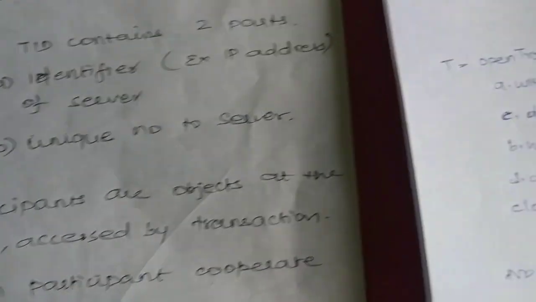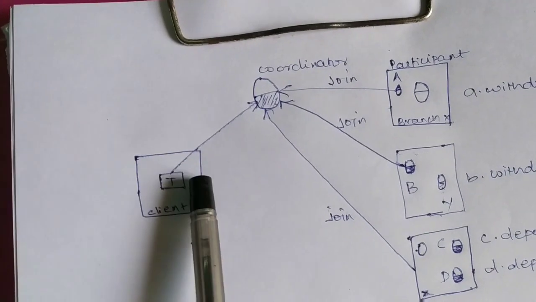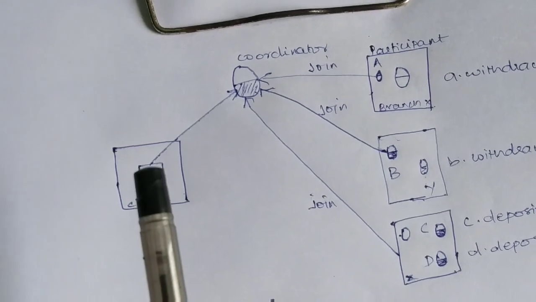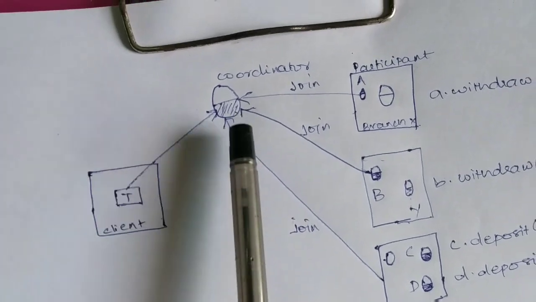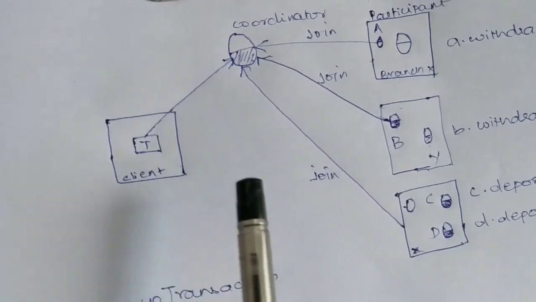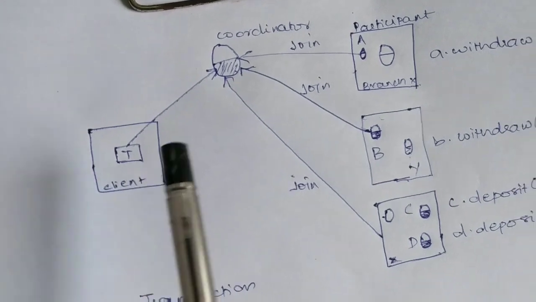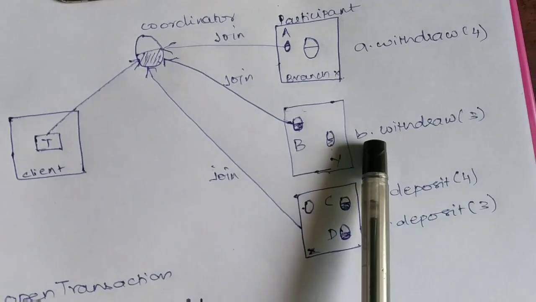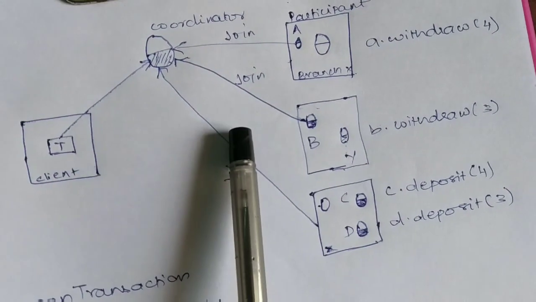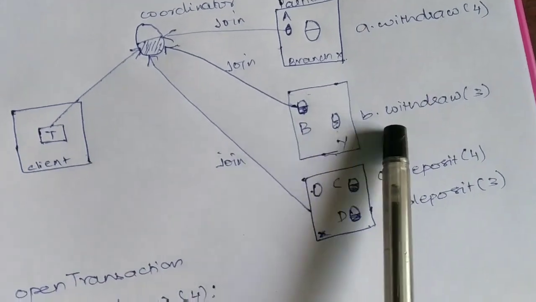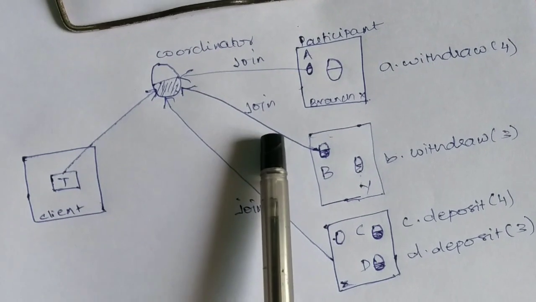Now we'll come to the diagram. If a client wants to start the transaction, it will send the open transaction statement to the coordinator. The coordinator will distribute the command to all the participants. Now the client will invoke the method, and the object which receives the invocation, if it is already in the transaction, will invoke the function. If it is not there, it will join the transaction using the join command. We have already seen the join command here.